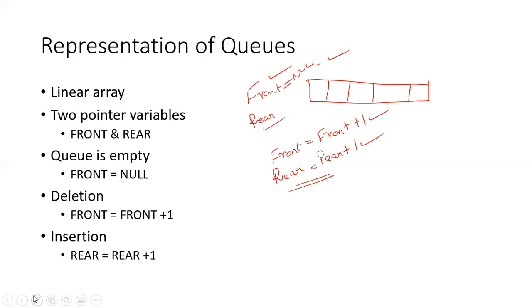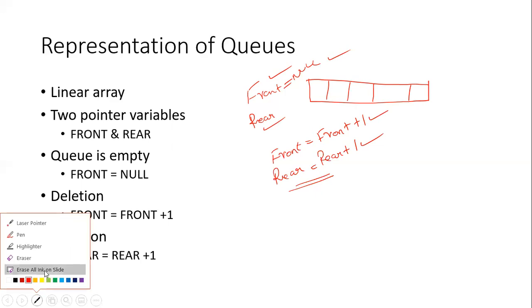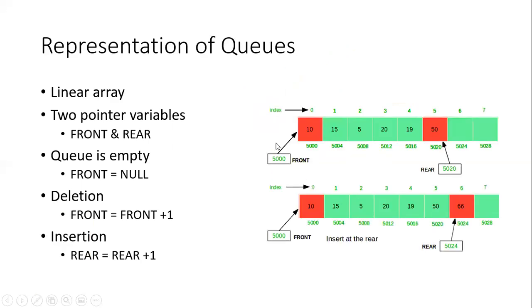Now let me give you the basic structure of a queue. This is the basic structure of a queue, where you have a linear array.